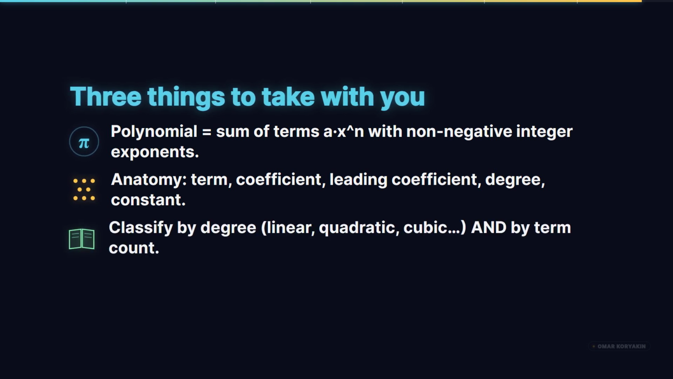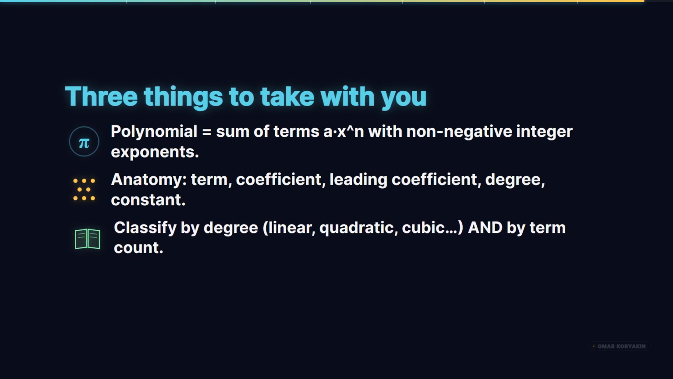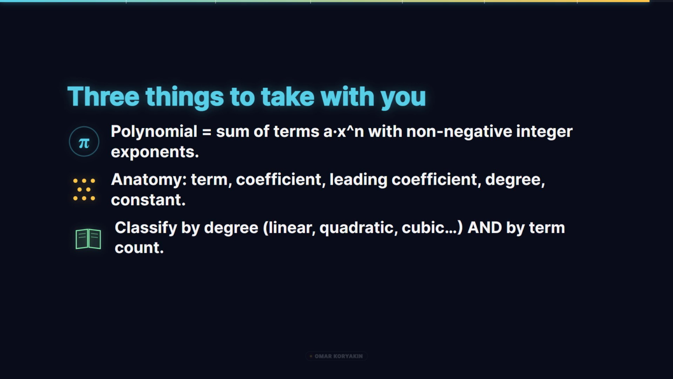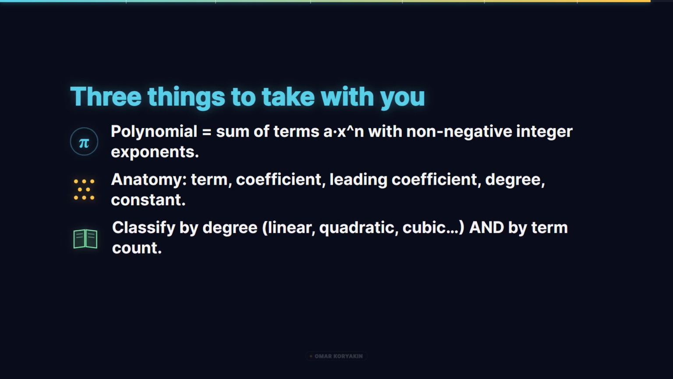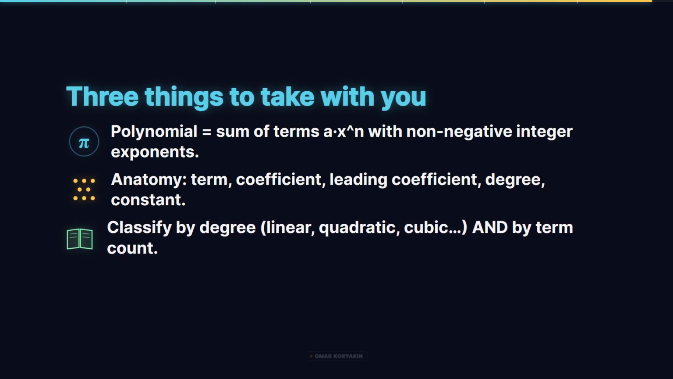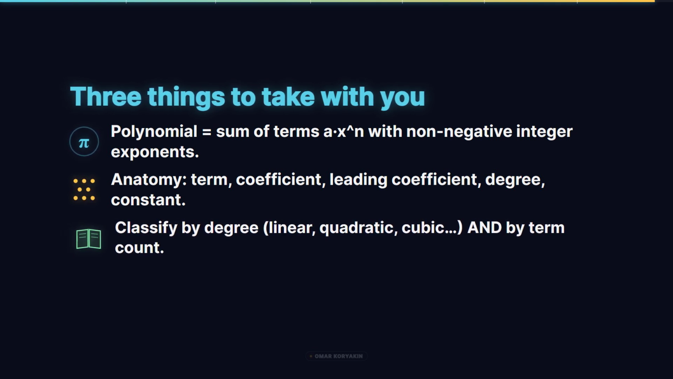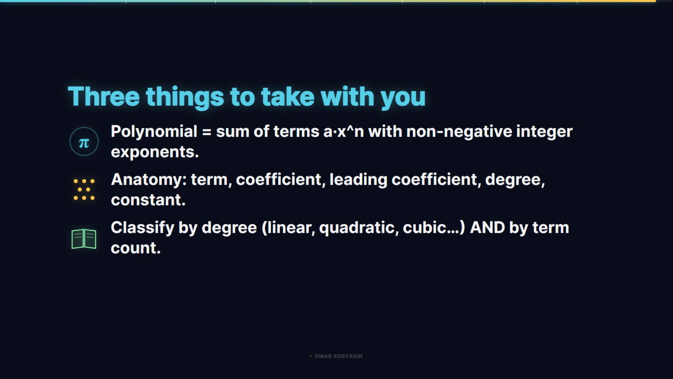Third, standard form writes terms in descending order by exponent, leading term first ending with constant term. Classify by degree. 0 is constant, 1 is linear, 2 is quadratic, 3 is cubic, 4 is quartic, 5 is quintic. Classify by term count. 1 term is a monomial, 2 is a binomial, 3 is a trinomial. Higher term polynomials are just polynomials.